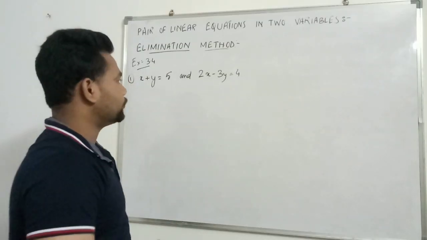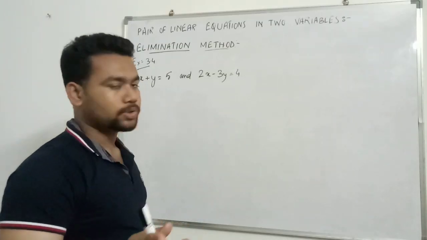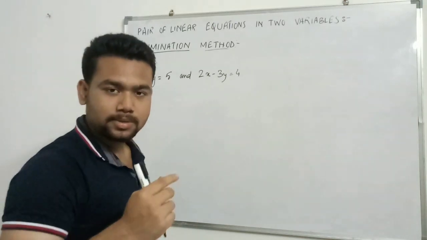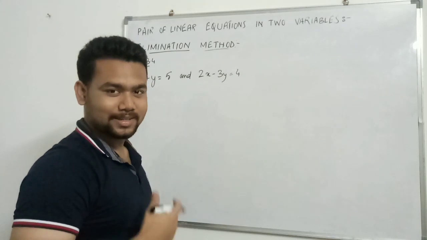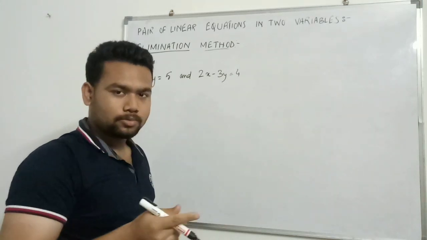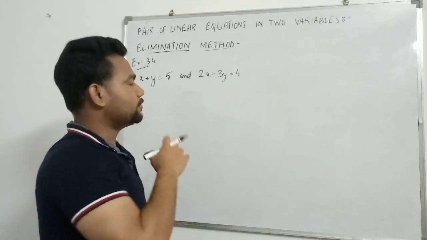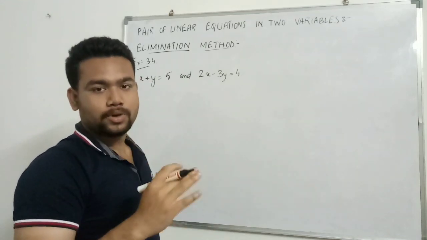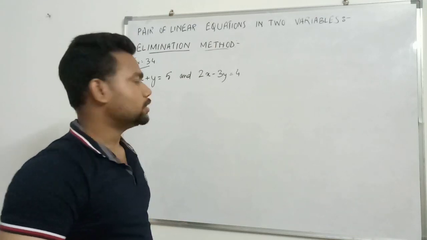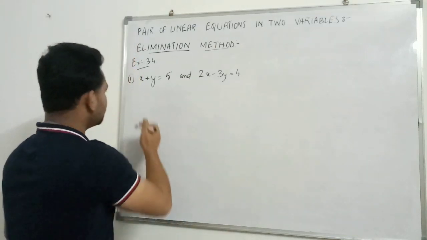That's x plus y is equal to 5 and twice x minus 3y is equal to 4. So elimination. Elimination means deleting, right? Deleting. So you have to choose either x or y, whichever you want. You just have to delete that particular variable in the next equation. So let's focus on it.